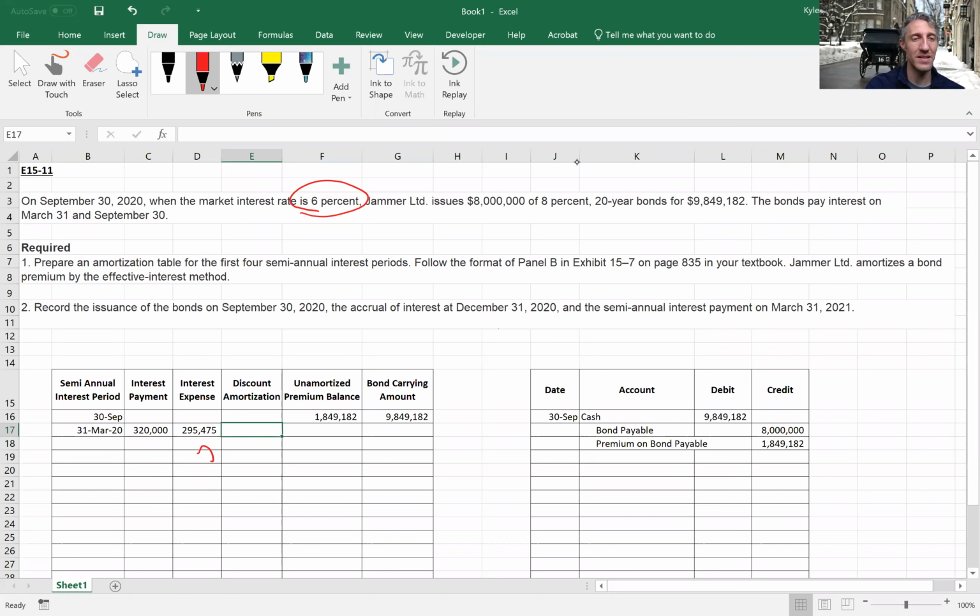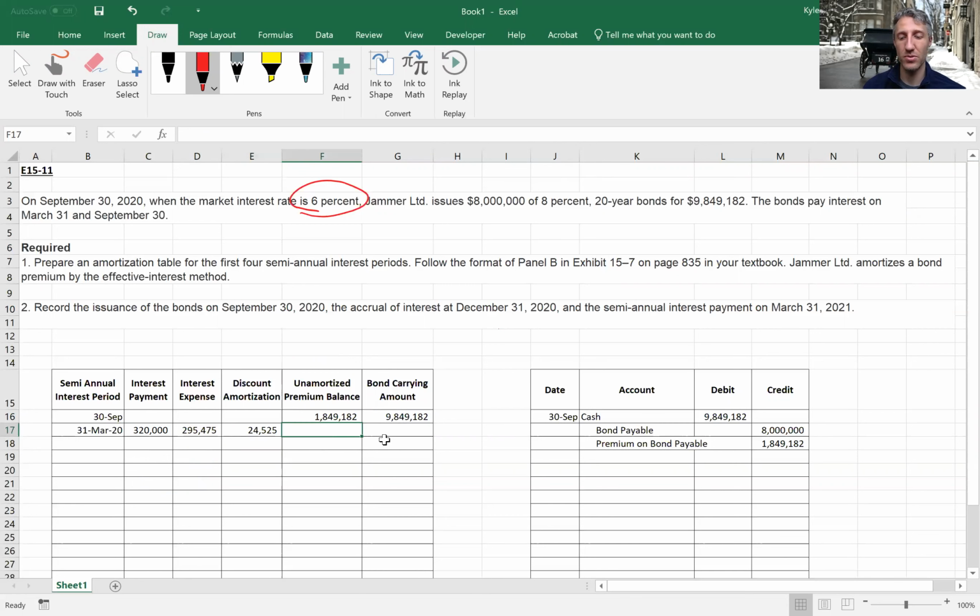So obviously the interest payment here, the cash that's received by the bondholder, doesn't match the interest expense on the income statement. So what they need to do is amortize some of the premium balance. So currently this is what's unamortized, the 1.8 million. So the amount that's going to be amortized is going to be the interest payment minus the interest expense, so $24,000.